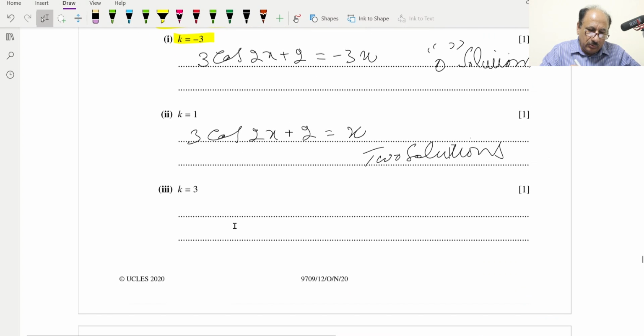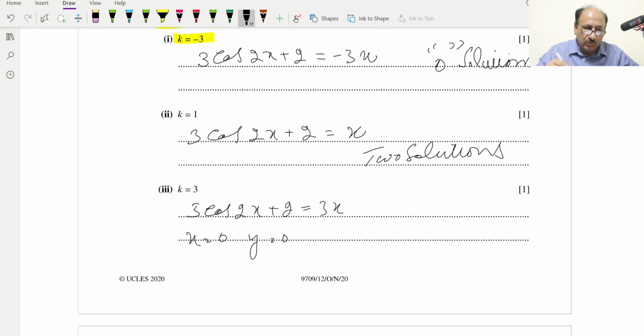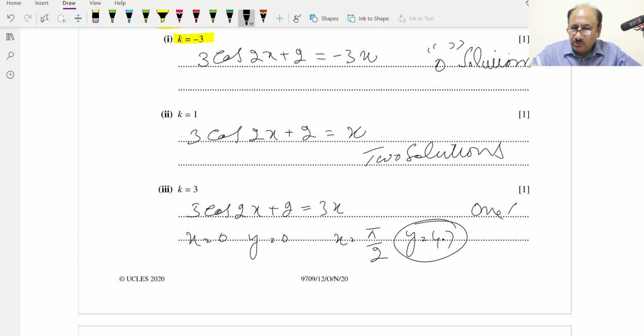So for k is equal to 3, we will write this equation 3 cos of 2x plus 2 is equal to 3x, and for x is equal to 0, y will be equal to 0, and for x is equal to pi by 2, y will be equal to 4 minus 7, this will be 4.7, and this will be basically one solution. So in this case, it will be one solution.